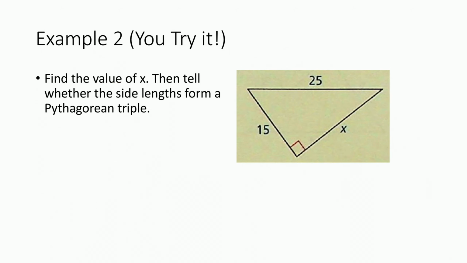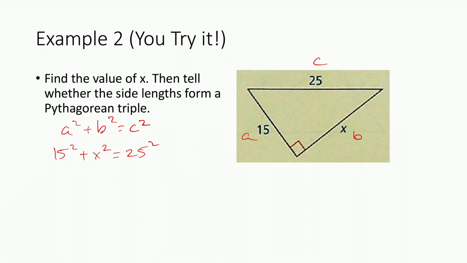All right, so I'm going to give you a couple seconds. I want you to try this one on your own now. Give it a shot. All right, so again, we have a squared plus b squared equals c squared. And remember, c is my hypotenuse, and then we can label the other two sides a and b. So we're going to have 15 squared plus x squared equals 25 squared.